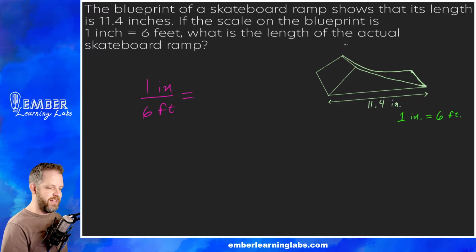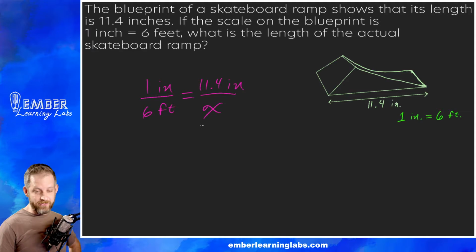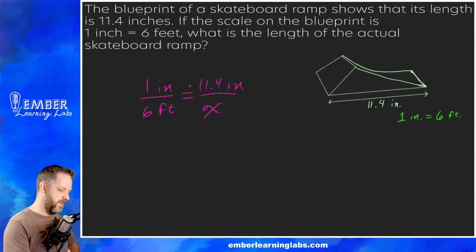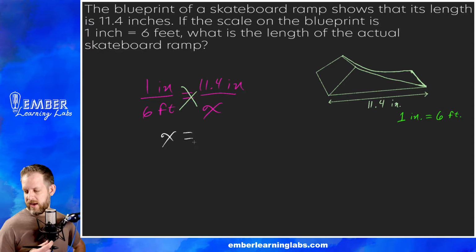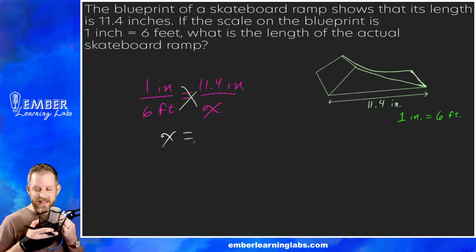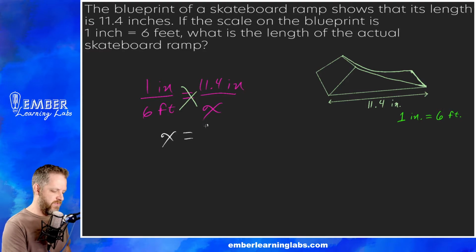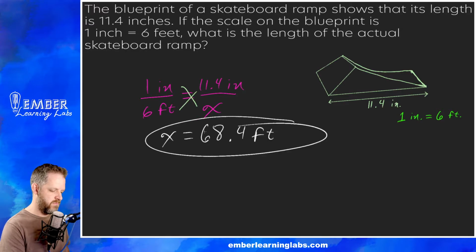Equals, now the inches, it goes with the model, the blueprint, right? So we're going to do 11.4 inches. And we want to know the length of the actual. Look, that's our handy friend, the proportion. And it's just as easy to solve like this. So we're going to cross multiply and divide. How do you multiply fractions? Straight across. But this is a proportion. So we're going to do 1 times x equals x, or 1x, right? 6 times 11.4 is 68.4. So x is 68.4 feet. There we go.